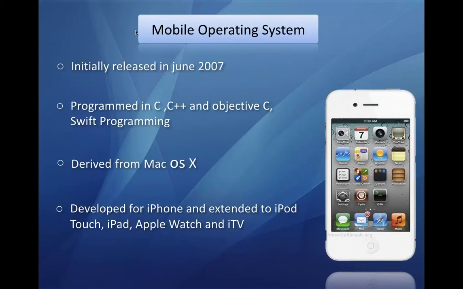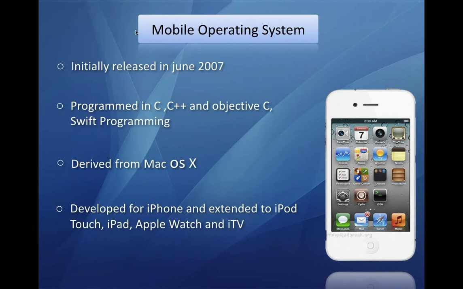So let's get into what exactly iOS is. It was initially released in June 2007, and the programming languages are C, C++, and Objective-C. There are many others, but primarily we develop iOS applications with these. In the majority of scenarios we use C, C++, and Objective-C. C and C++ have been around for a very long time, and Objective-C was released when the iPhone was released to the world. Swift was released just 3 years ago. The current version of Swift is 3.0.